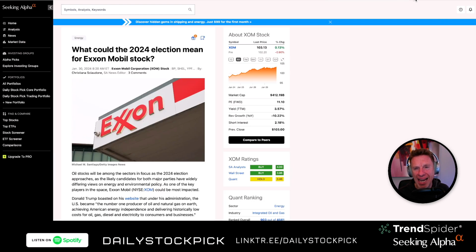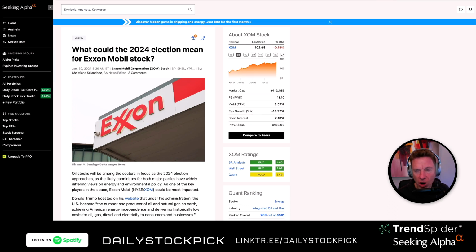We just talked about Exxon. This is an article you can read: What will the election do to stocks like Exxon? You can see BP, Shell, YPF are in there, so there's other stuff in there. I thought this was an interesting article, just a headline per se. But the U.S. is already pumping as much oil as we can, more oil than we ever have in history. So does the election make a difference?